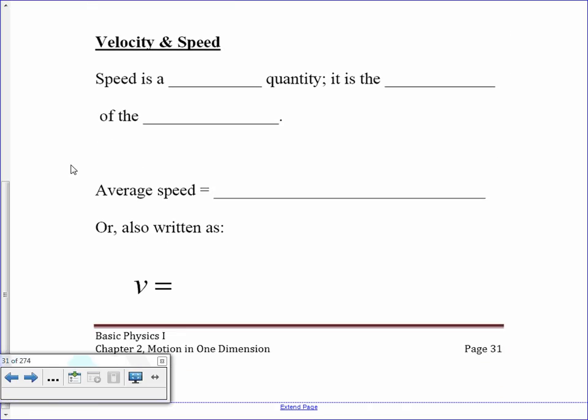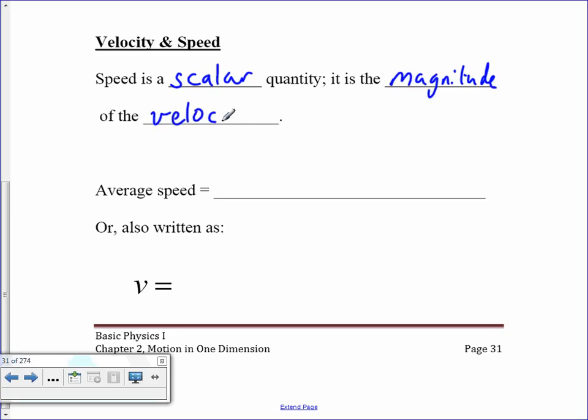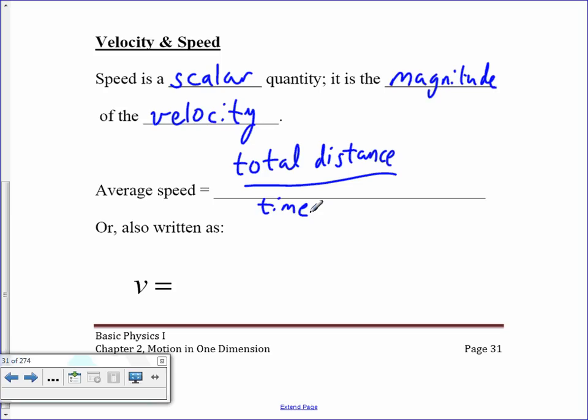All right, now, as I said before, speed is a scalar quantity. It is the magnitude of the velocity. And we have a couple of definitions for speed. Average speed is just the total distance divided by the time. Or we can write it more simply, just v is d over t, the distance over time.